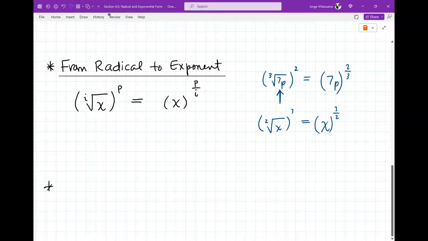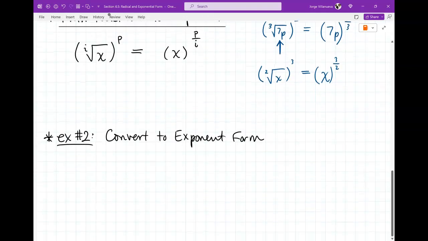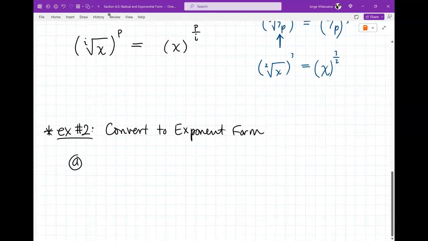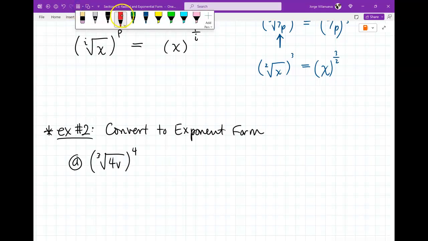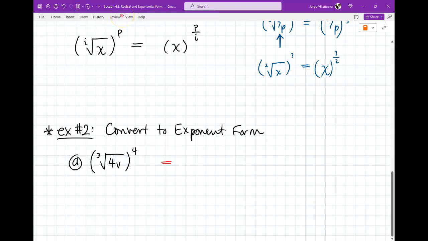So this is going to be example number 2. Convert to exponent form. In part A, let's try this one right here. So the cubed root of 4v to the 4th.